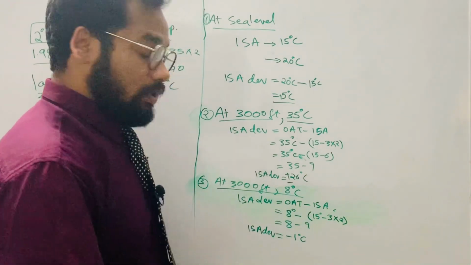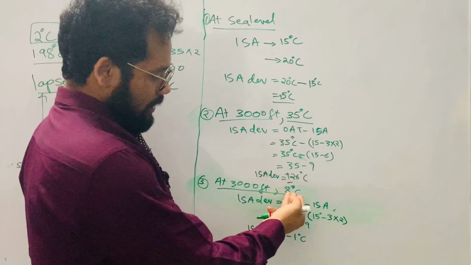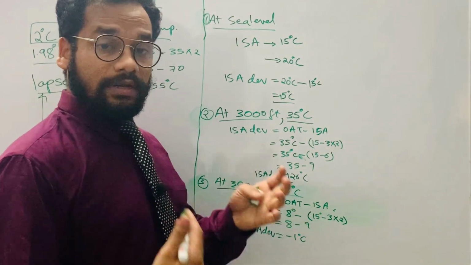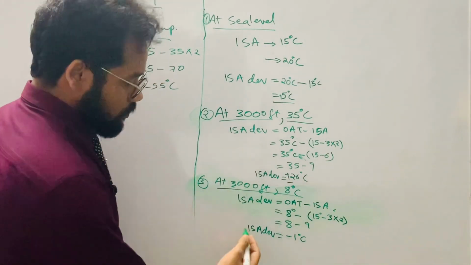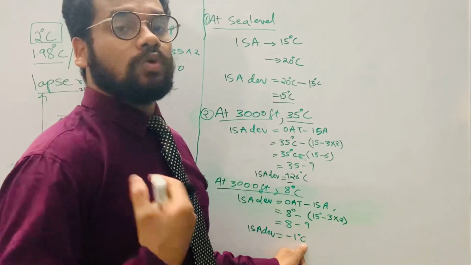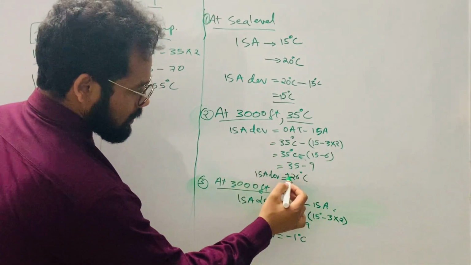So what did we discuss over here? In case of the temperature being 8 degrees Celsius at a particular altitude, suppose 3000, if we calculate the ISA deviation, in that case we are getting the ISA deviation to be minus 1 degree, that is cooler than the ISA.